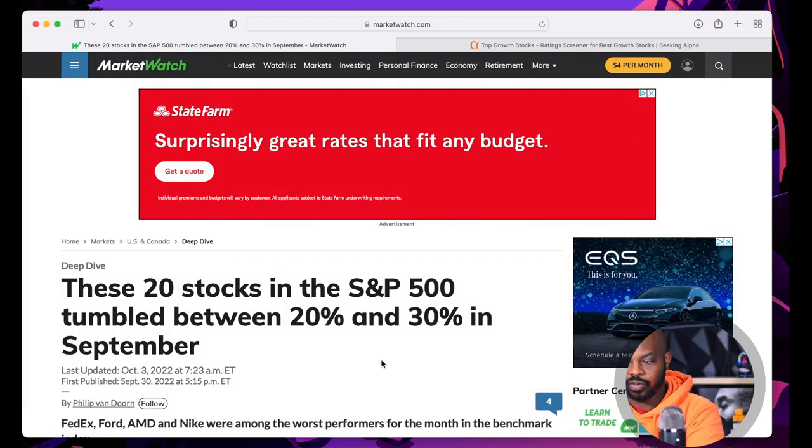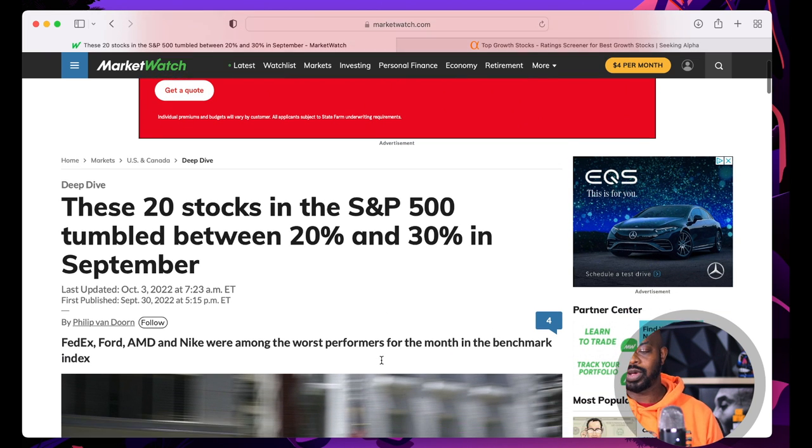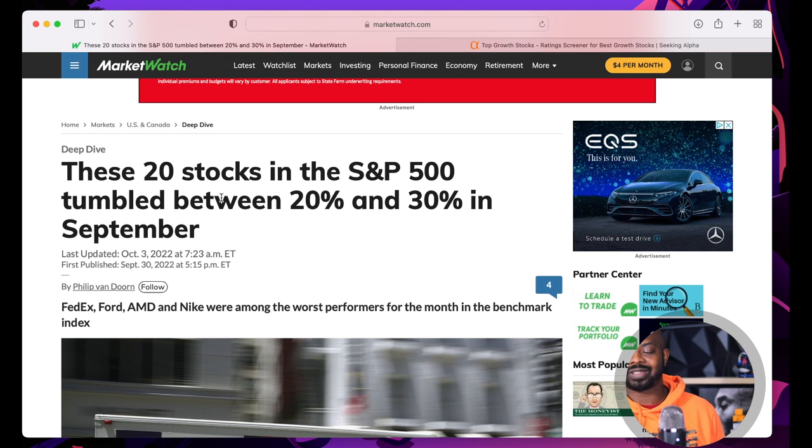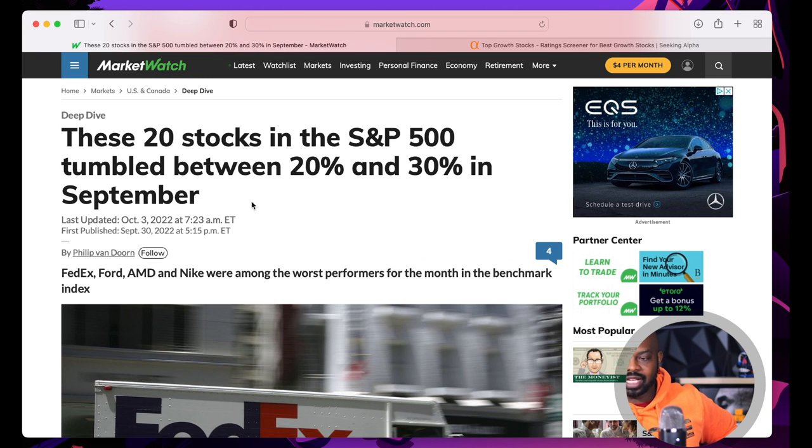Hope all is well. So the first thing you want to do is see what happened the month before. Since we're in October, we want to see what stocks basically failed or did the worst in September. And this is an article on MarketWatch with these 20 stocks in the S&P 500 that tumbled between 20 and 30% in September.